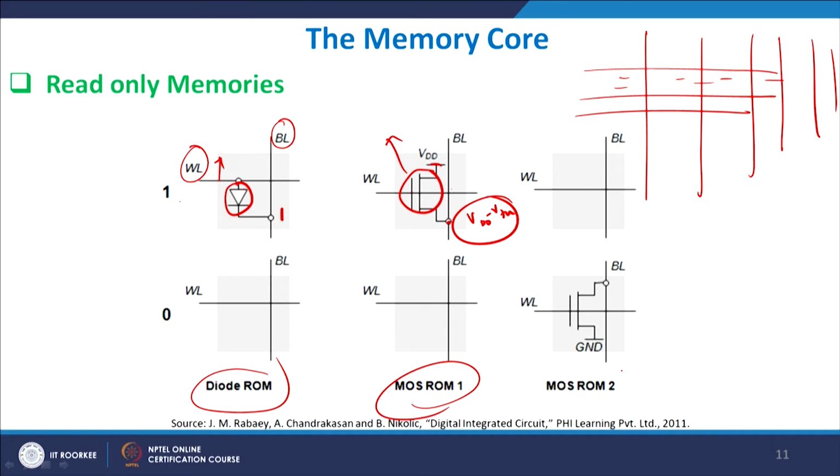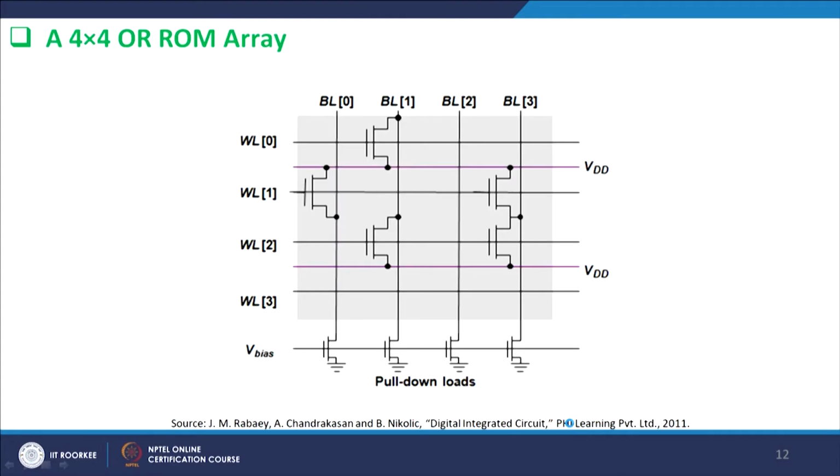So, this is the MOS-ROM 1, and this is again a MOS-ROM 2 where you have ground and bit lines, right, and so on and so forth. You can have various architectures for the memory core. Let us look at a 4x4 ROM array.